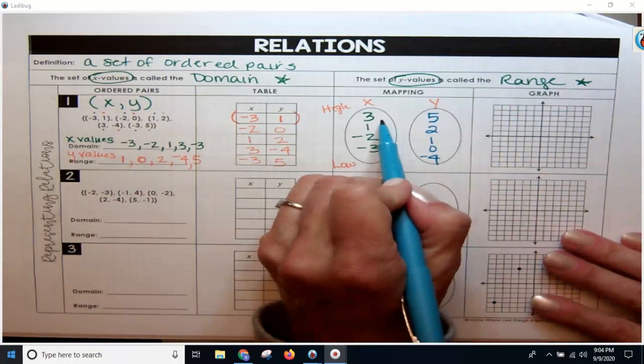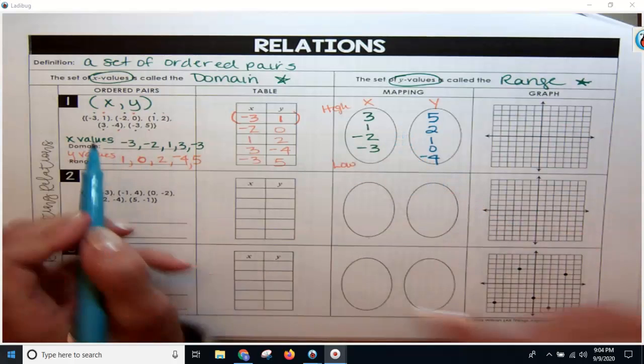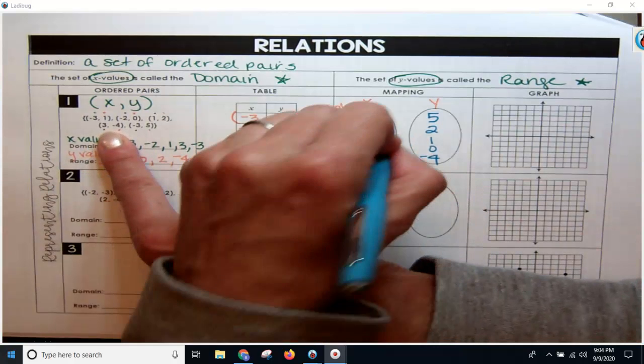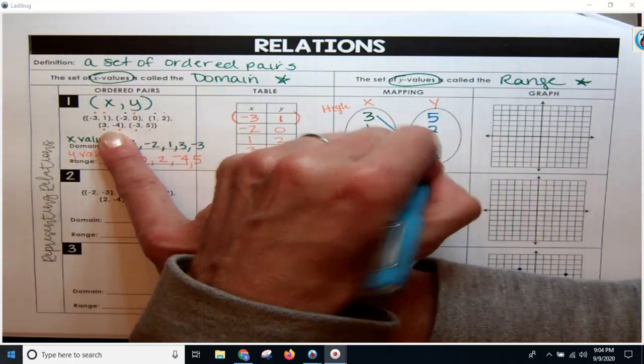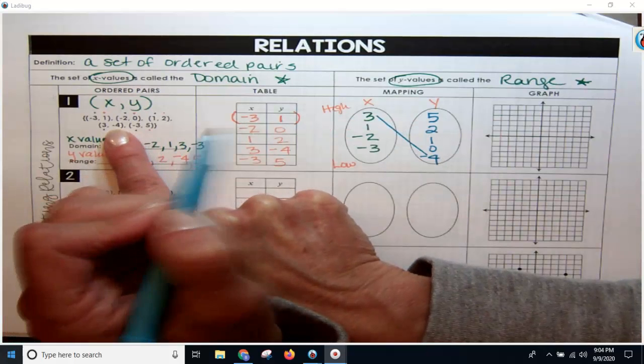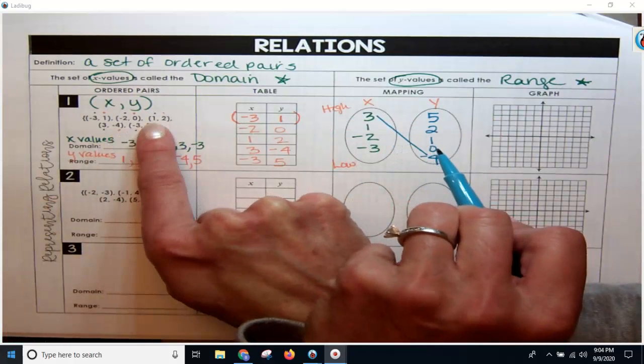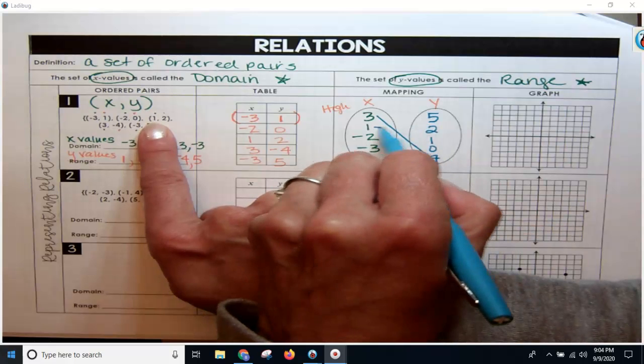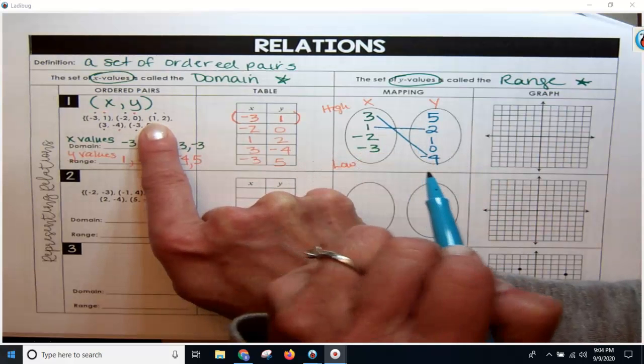Now the important part of mapping is then I have to tell you what numbers go with what. So what number does 3 go with? Well, 3 is paired up with -4. So I'm going to draw a line from 3 to -4. What number is 1 paired up with? Well, 1 is paired up with 2. So I'm going to draw a line from 1 to 2.